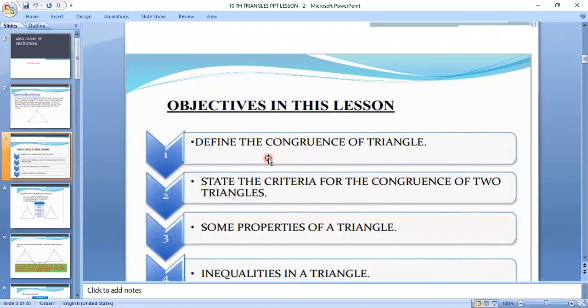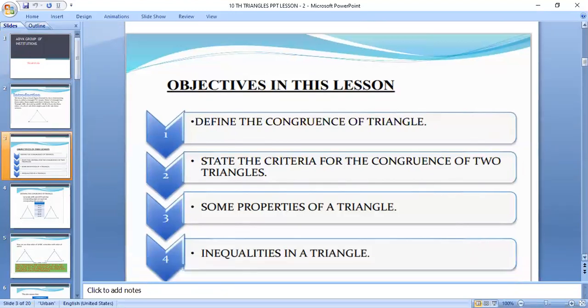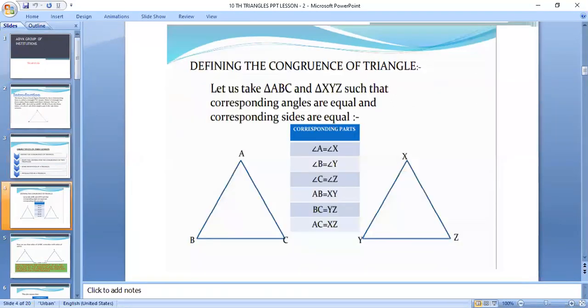Next we'll go for the objectives in this lesson. What we want to study. Define the congruence of triangles. That is the first one. State the criteria for the congruence of two triangles. Some properties of a triangle and inequality in a triangle. And next we'll go for another one. Defining the congruence of triangles.